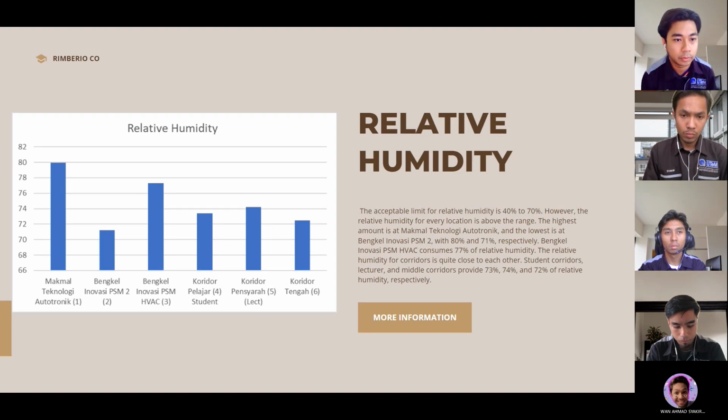So the acceptable limit for relative humidity is 40% to 70%. However, the relative humidity for every location is above the range. The highest amount is at Magma Technology Ultrasonic, and the lowest is at Bangkok University PSM2 with 80% and 71% respectively. So next, I will pass to the next presenter.